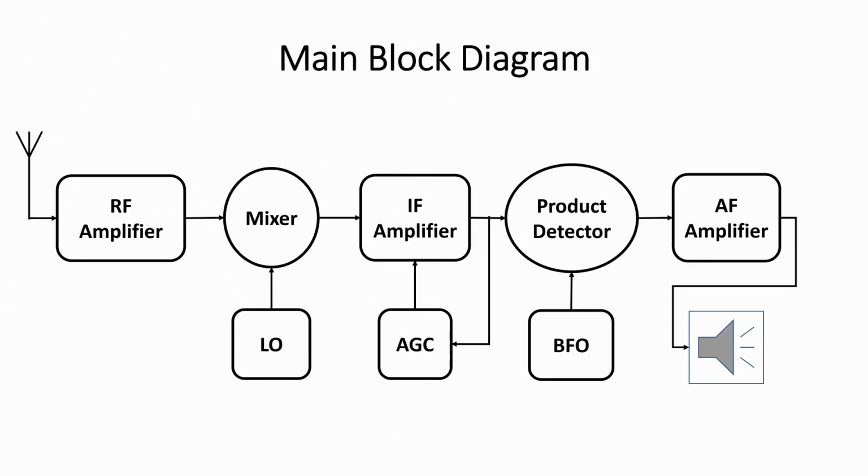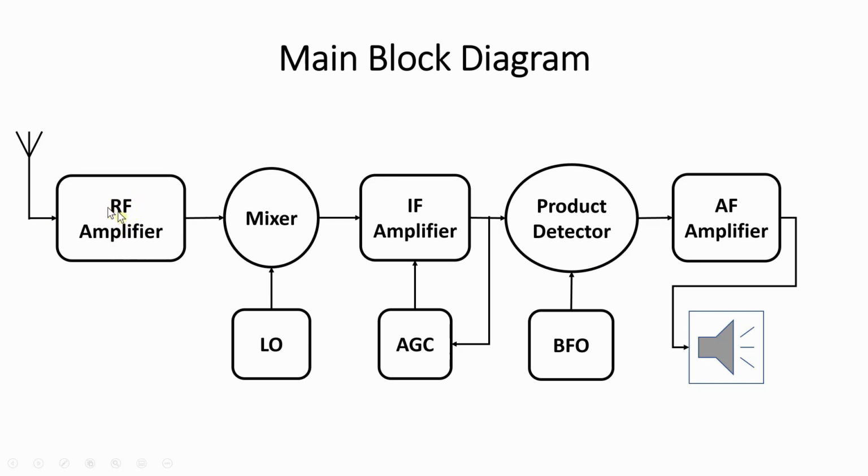This is the main block diagram of the entire system, and we start with the antenna, which is simply a conductor. When it is exposed to radio waves, the waves induce a very small alternating current into the antenna to produce the AM signal at the input of the RF amplifier.